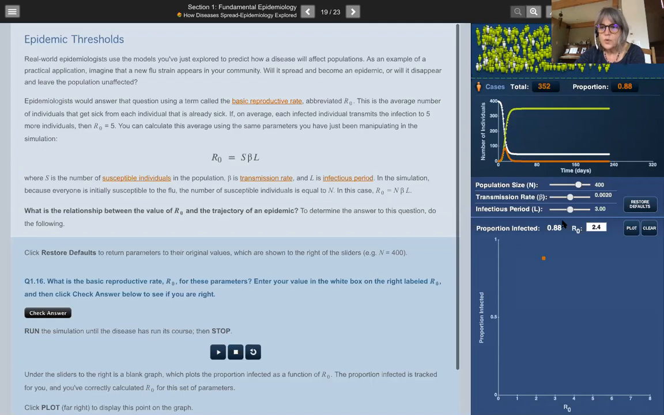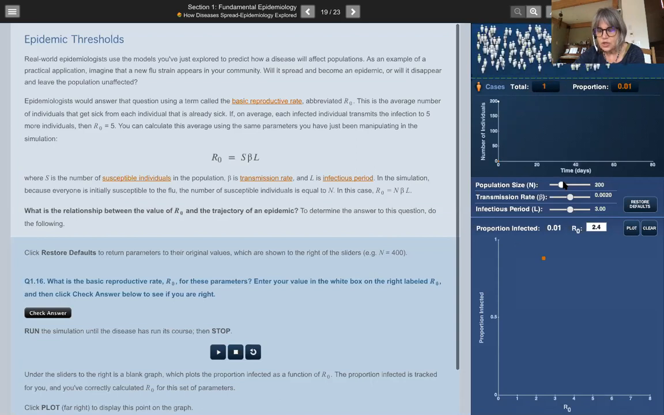What you want to do is figure out how to manipulate these variables. These are your independent variables, and what we're measuring is the total number of cases, which is our dependent variable. If I take my population size down to only 200 and calculate that with my calculator, that gives me 1.2. So I put 1.2 in here and hit run the simulation.